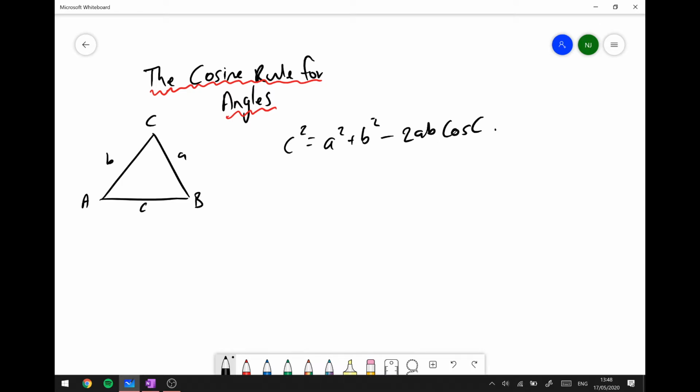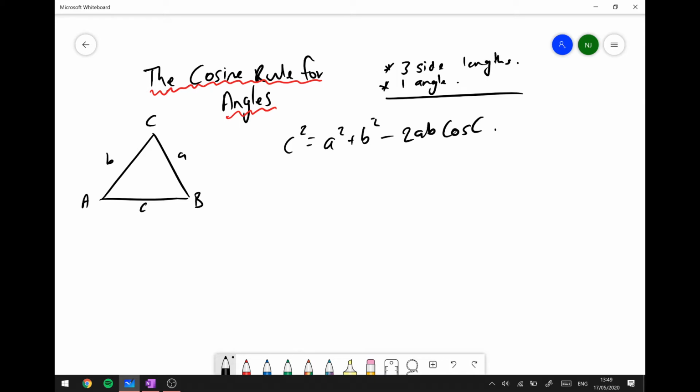Now, to do this, you need to have 3 side lengths, okay? Otherwise, it won't work, and what you will be finding is 1 angle, okay? So you need 3 side lengths and you're finding 1 angle for this to work. So, how do we actually do it?